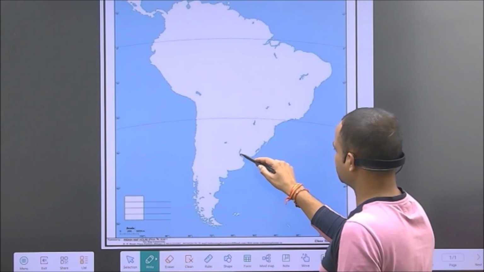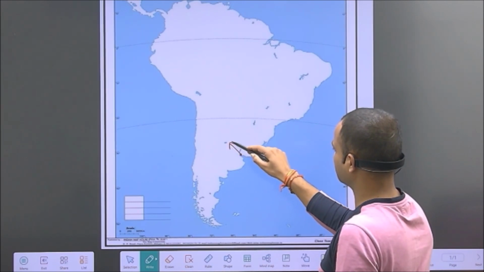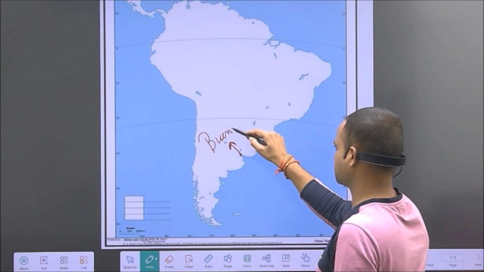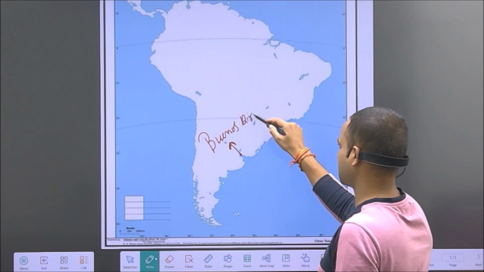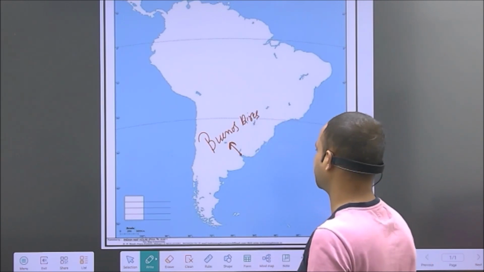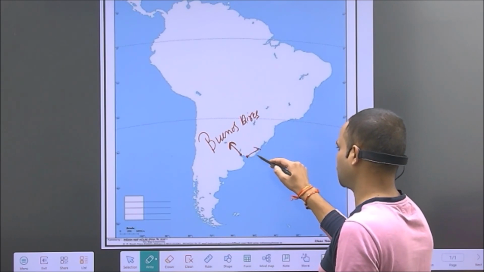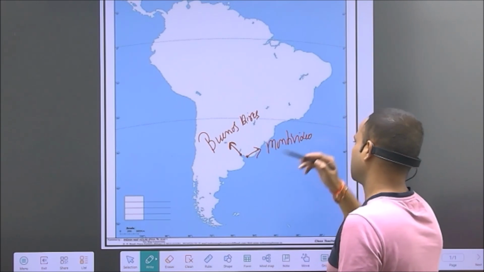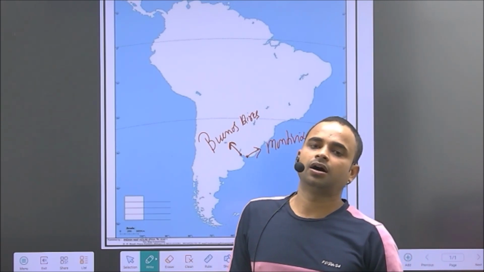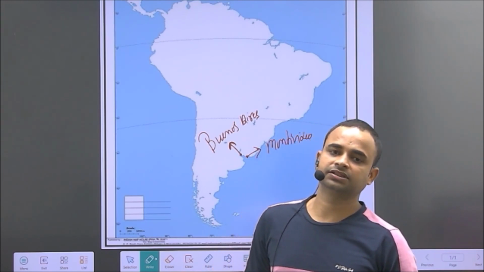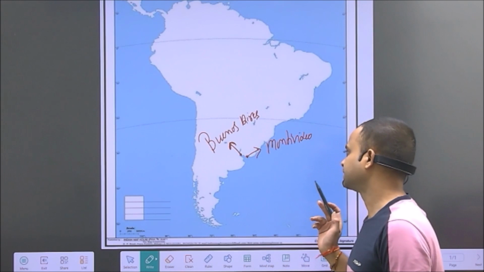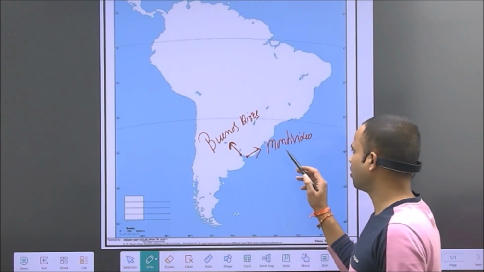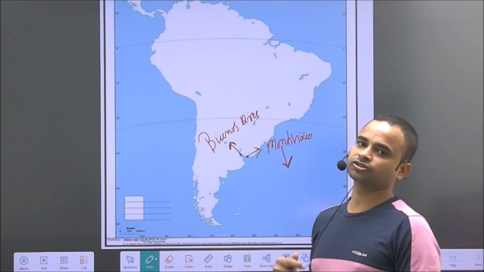Here you can see Buenos Aires, which is the capital of Argentina, and Montevideo. Both capitals were developed by commercial grazing. So that's why here you can understand the importance of grazing land. Also, the first football World Cup was played in Montevideo.